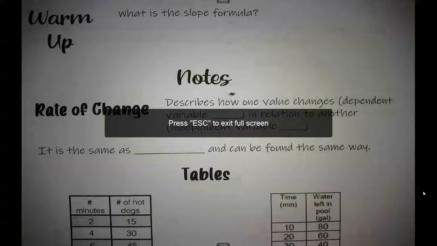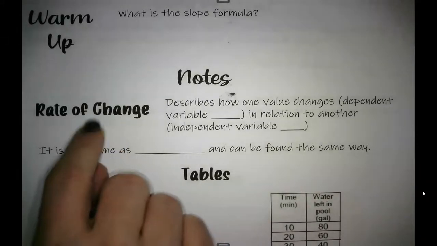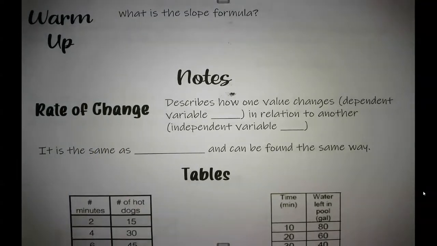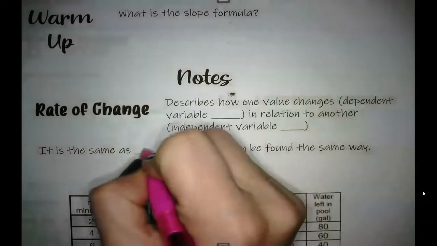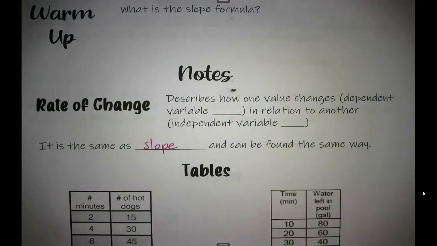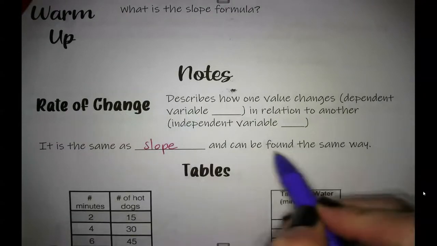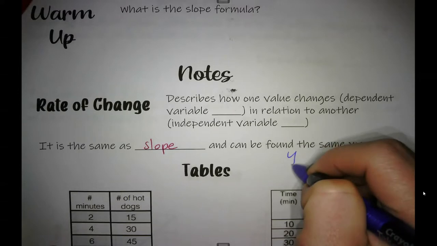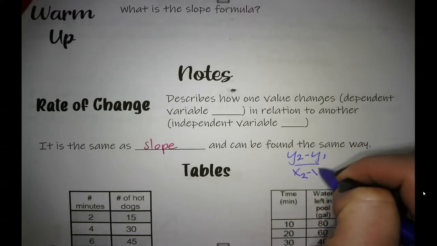Let's look at rate of change. So this terminology might be a little bit new, but really all we're talking about is the same as our slope. So when we think of rate of change, we think of slope. And we can find it the same way. Remember our good old formula.